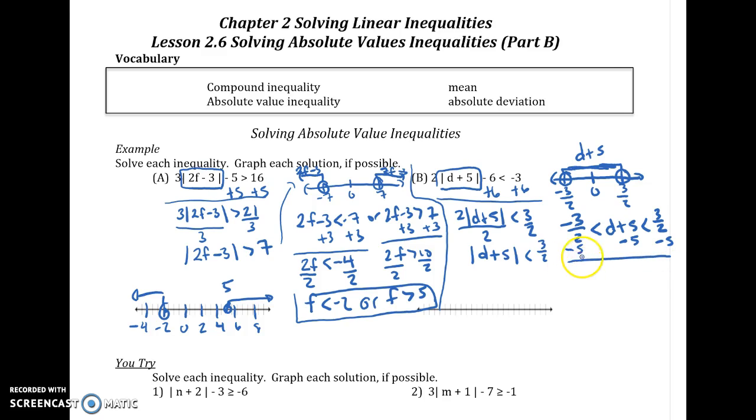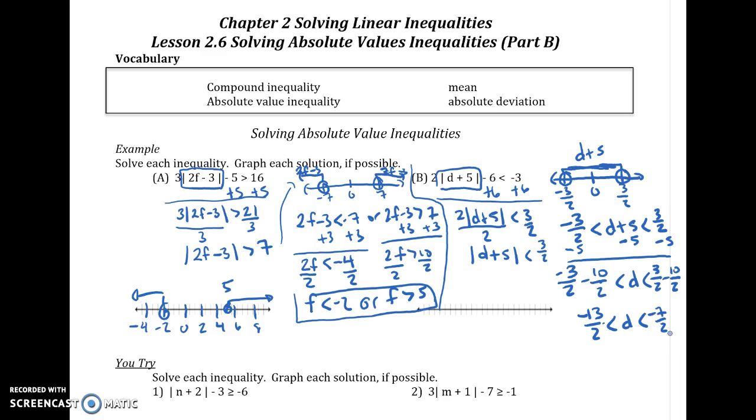I'm going to go ahead and change that -5 into -10 over 2. So this turns into -10 plus 3 over 2 minus 10 over 2. And this turns into 3 over 2 minus 10 over 2. And then I can just add or subtract across the top to get negative 13 over 2 and negative 7 over 2.